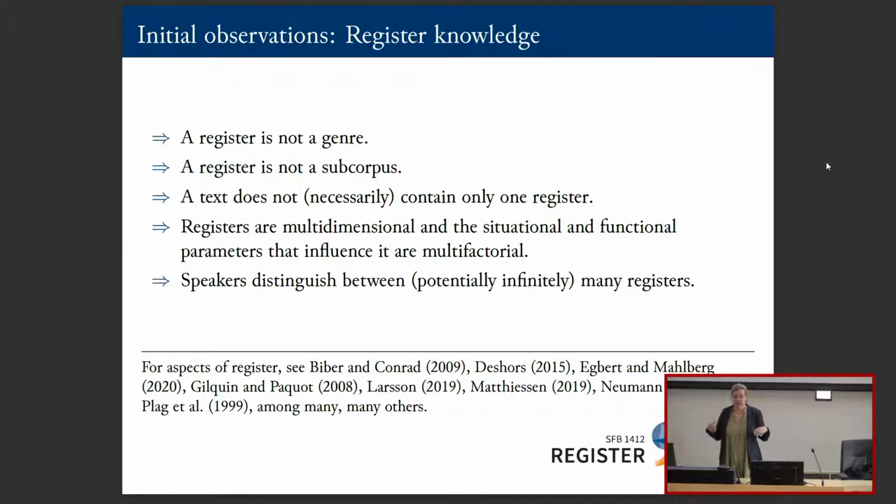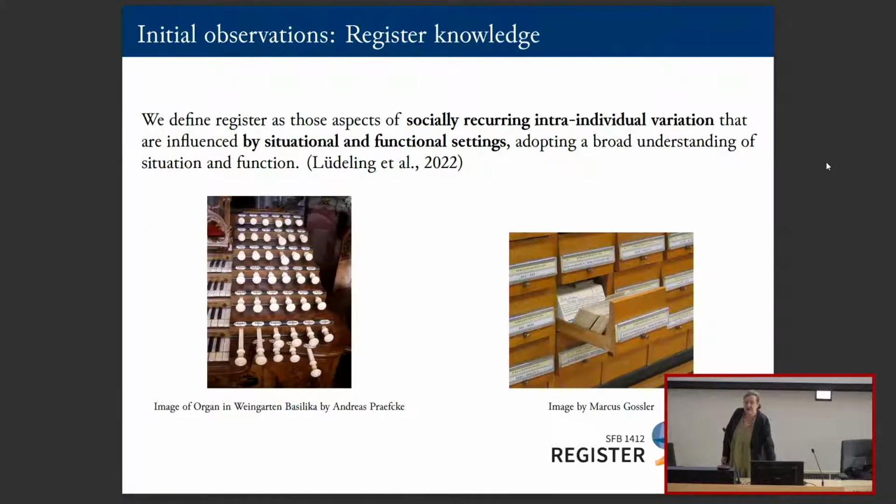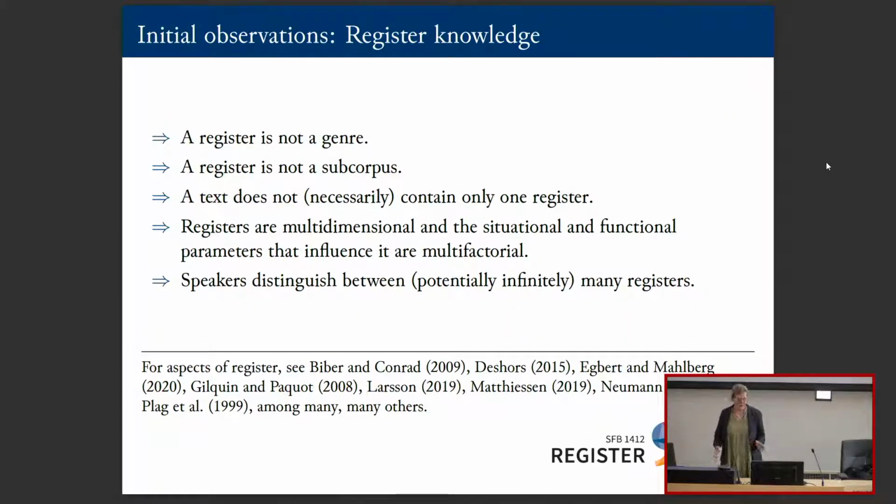Not in our view. A register, as we've said before, is influenced by situational and functional settings. A text does not necessarily contain only one register. That's also important. Registers are, in that sense, and many people have said this, multidimensional. Register always influences all levels of language. And the situational and functional parameters that influence it are multifactorial, and we can sometimes only focus on one. That is something that we choose to do. We choose to focus on a specific setting, and we can, of course, do that, ignoring many other influencing factors. And we also know that speakers distinguish, and that's, of course, Doug's work, and many other people have worked on this, speakers distinguish between potentially infinitely many registers. So it's not just 3 or 5 or something.